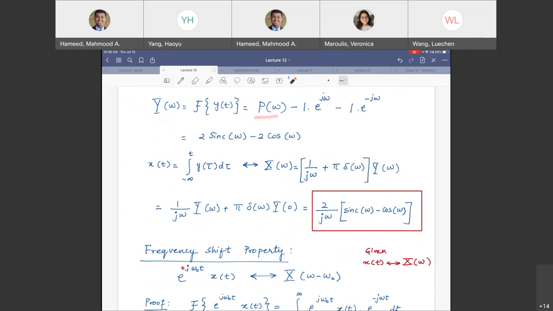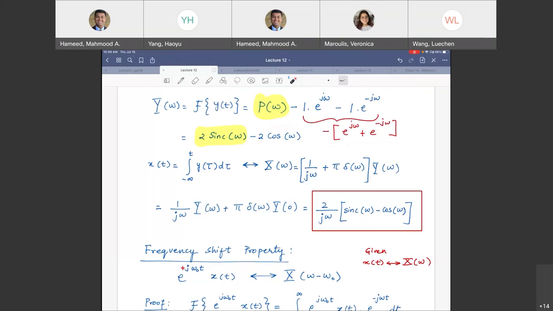Y of omega is P of omega minus one of the impulses delayed and the other advanced. So this one is advanced, this one is delayed. Next, I've got negative e to the j omega, negative e to the minus j omega. So it looks like Euler is going to play a role here. Let's do that. So P of omega was derived to be 2 sinc omega from earlier. That was the pulse, the standard result. And then if you combine this, you can bring out the minus here. You get e to the j omega plus e to the minus j omega here. All of this is what? 2 times cosine omega using Euler's.